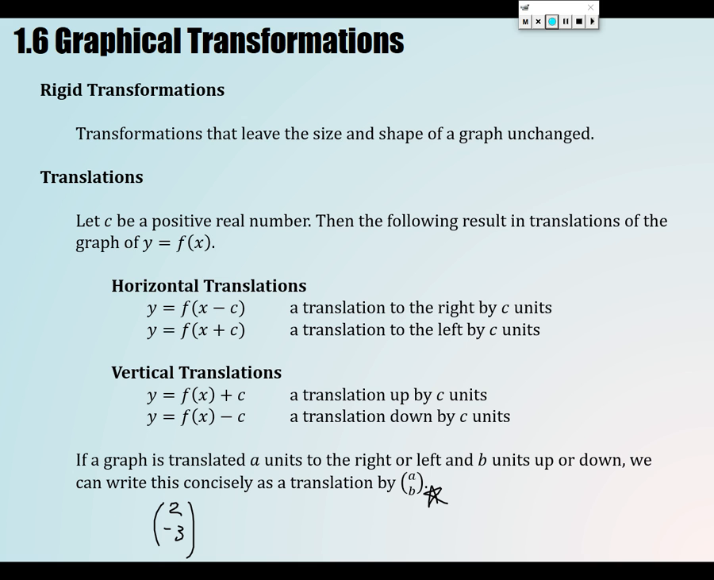Yeah, exactly. So for A, which is the right or left, do we write it the same way we would in a function, where a minus sign means you're going more positive? No, it just means 2 right and 3 down. No example I wrote there. 2 right and 3 down. Yeah.